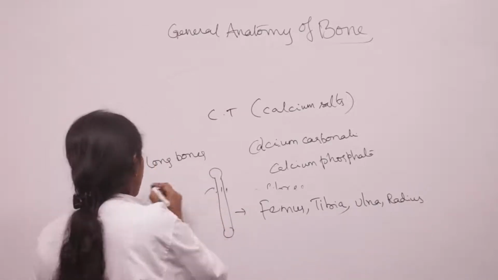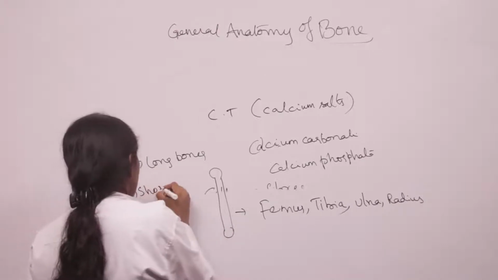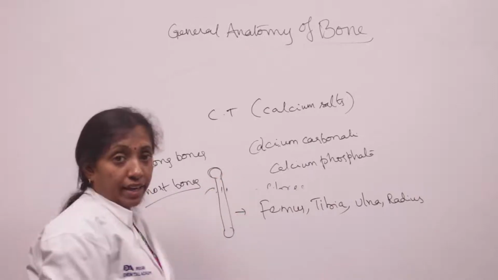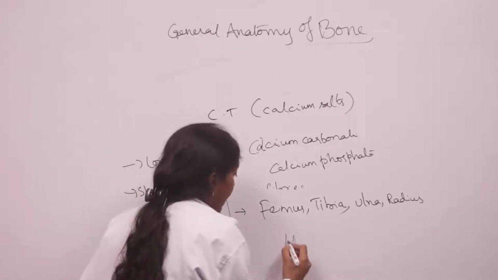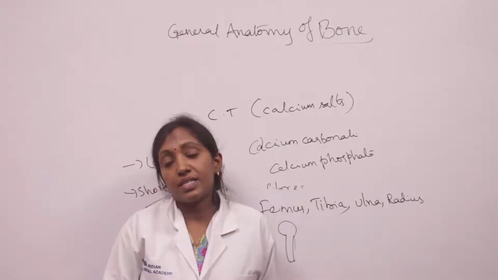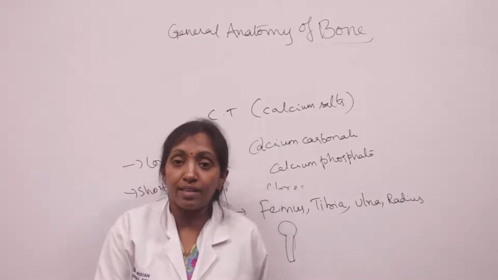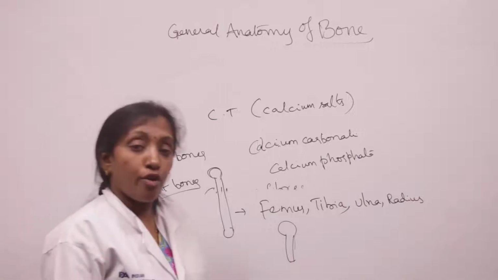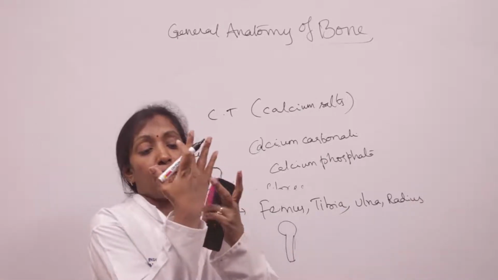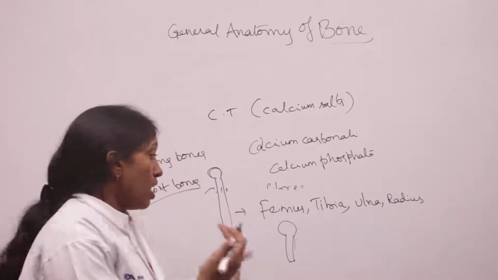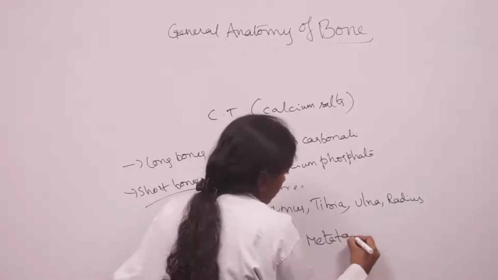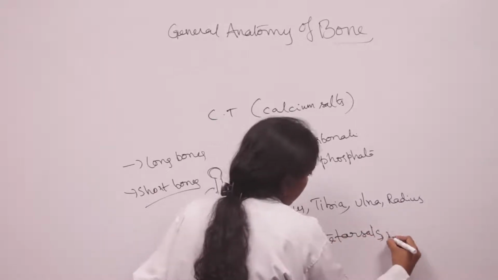Coming to the short bones: short bones consist of only one expanded end. Examples are the metatarsals, which are the bones of the foot, and the metacarpals, which are here in the palm.